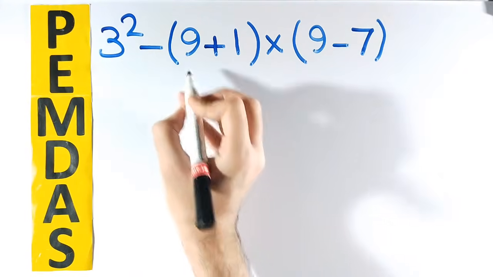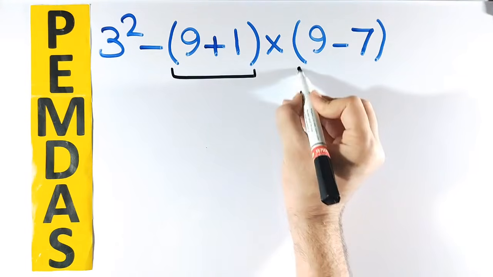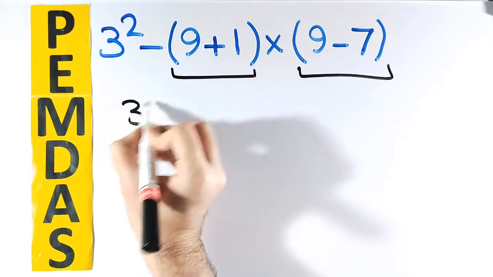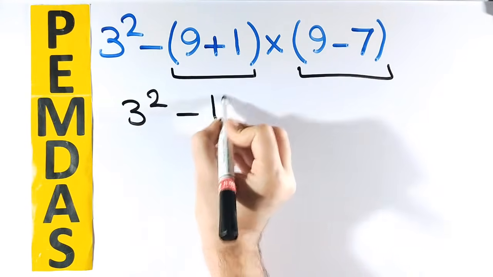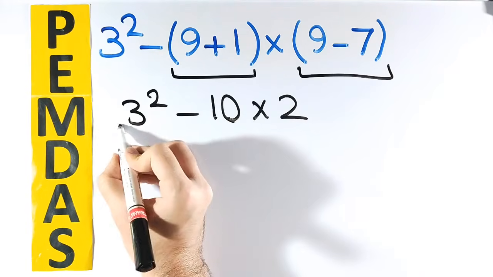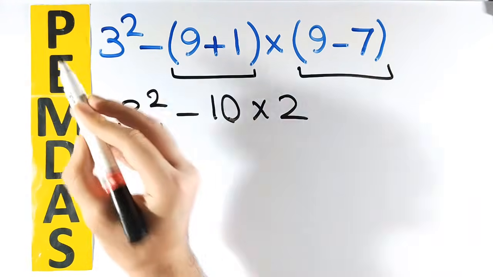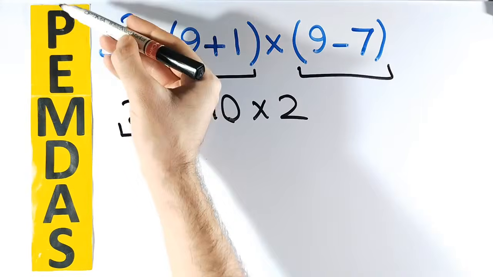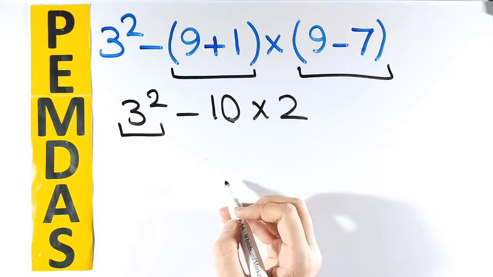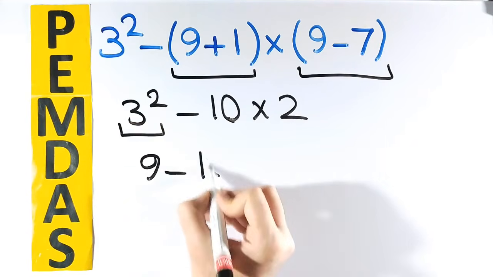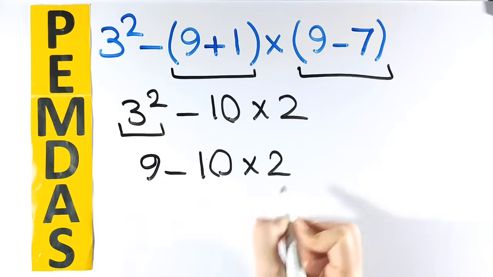According to the PEMDAS rule, first we go for the expression inside the parentheses, and instead of this expression, we can write 3 squared minus 10 multiplied by 2. And the next step, we go for the exponent, because in the PEMDAS rule, after parentheses, exponent has a higher priority than the other operations. So, we rewrite this expression as 9 minus 10 multiplied by 2.